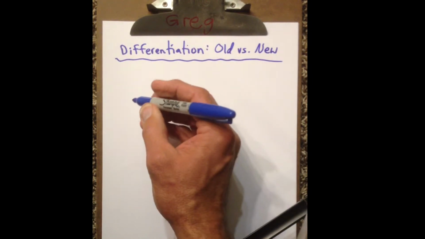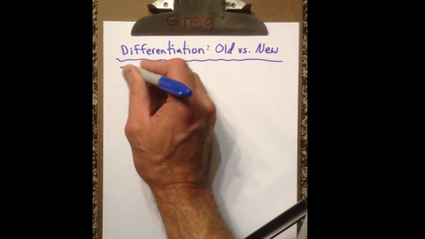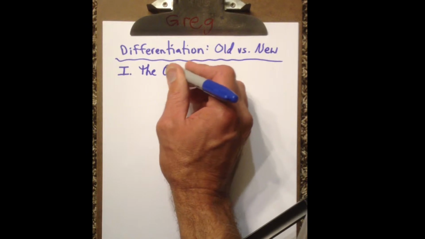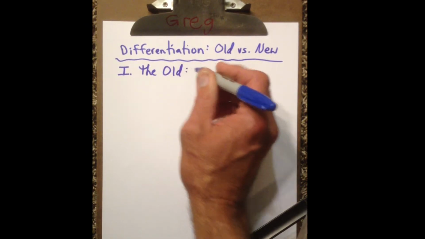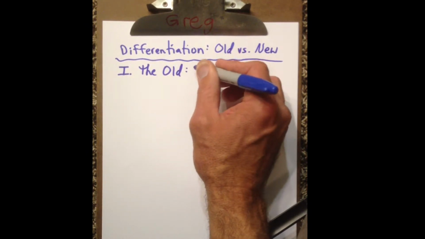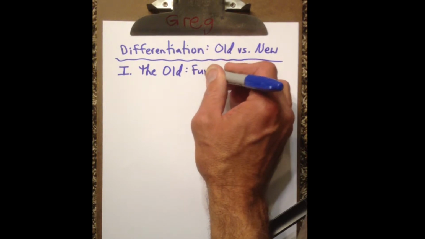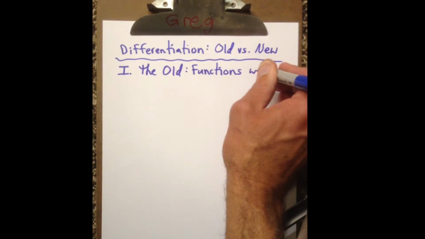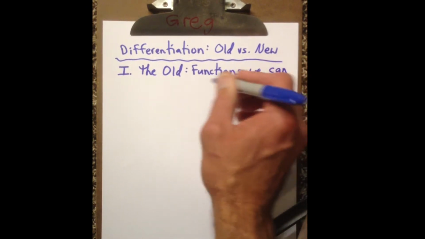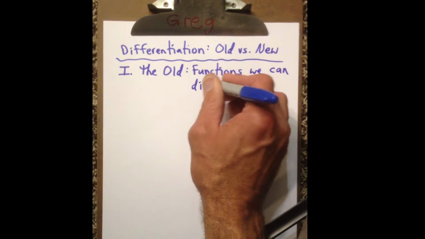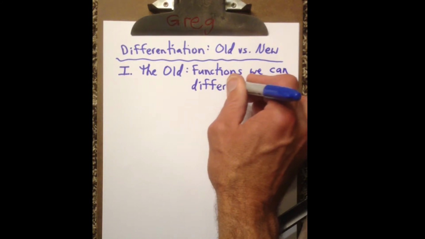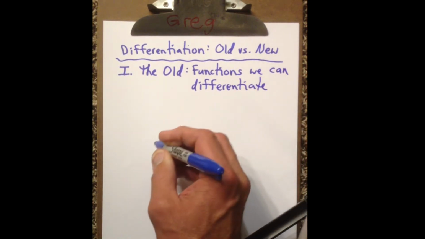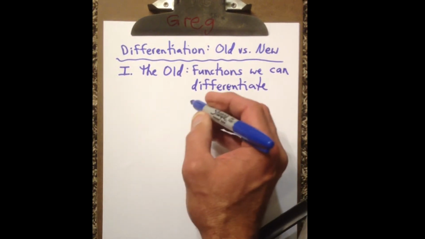So let's call the first part, part 1, we'll call it the old. And by the old I mean this, functions we can differentiate. And we'll just take a few minutes just to remind ourselves, oh yeah, these are problems we can do. So functions we can differentiate.